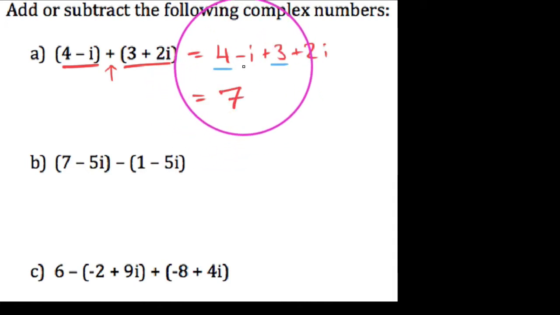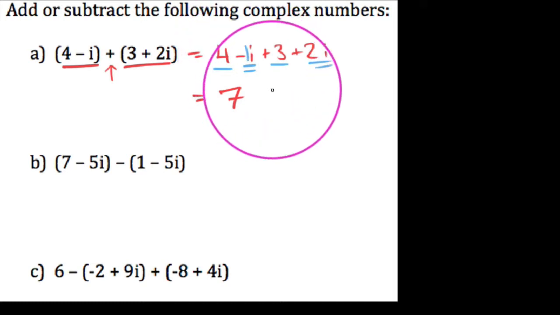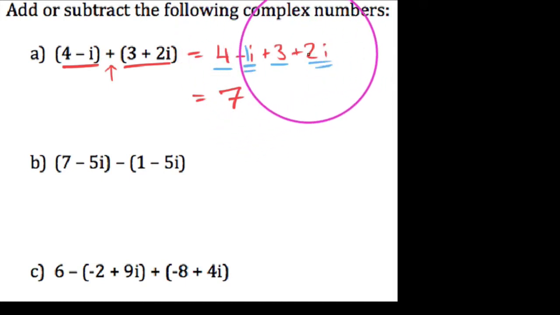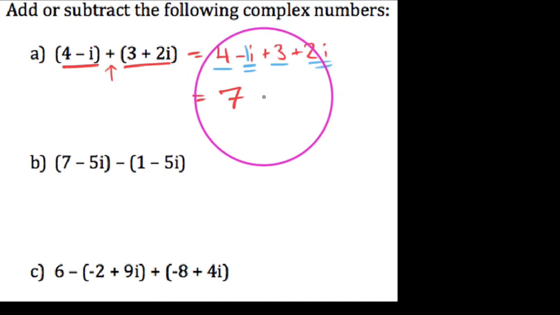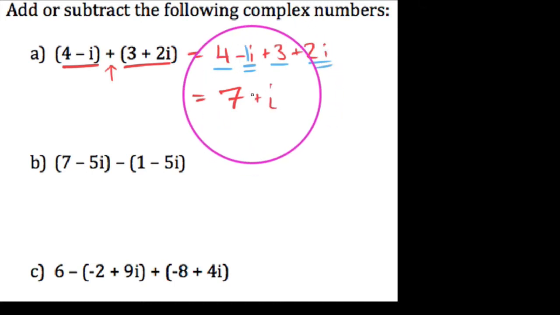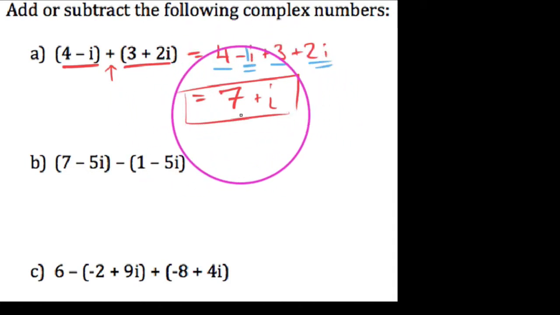And then, now that I've combined those, we say a negative i and a positive 2i. Well, this is a negative 1i and a positive 2i. So negative 1 plus positive 2 is 1. And then we get i. So this comes out to be plus just a single i. So adding these two numbers together, I gotta tell you, it's just combining like terms.